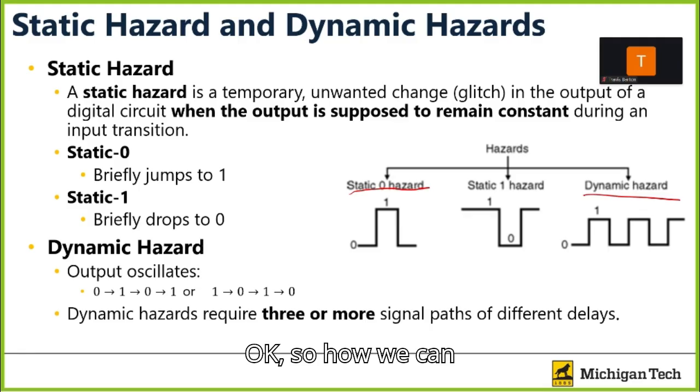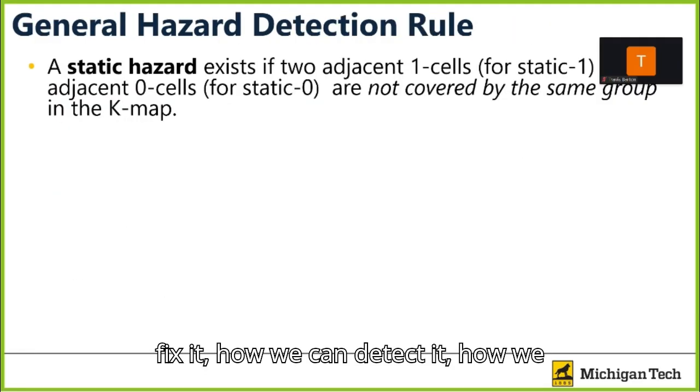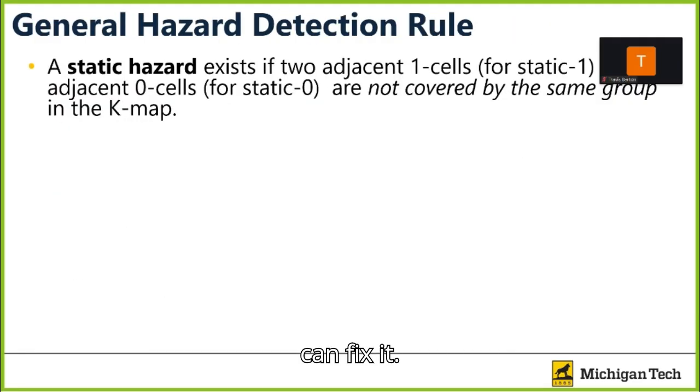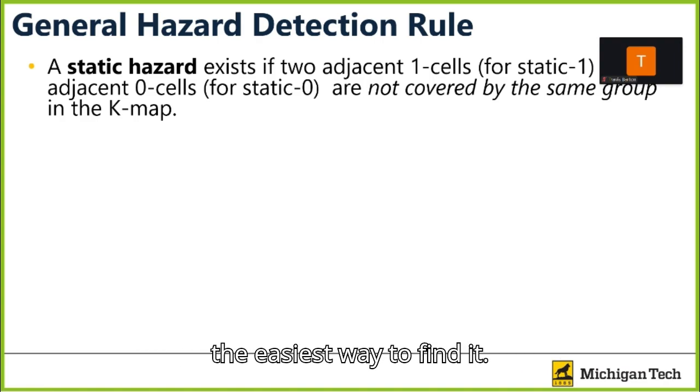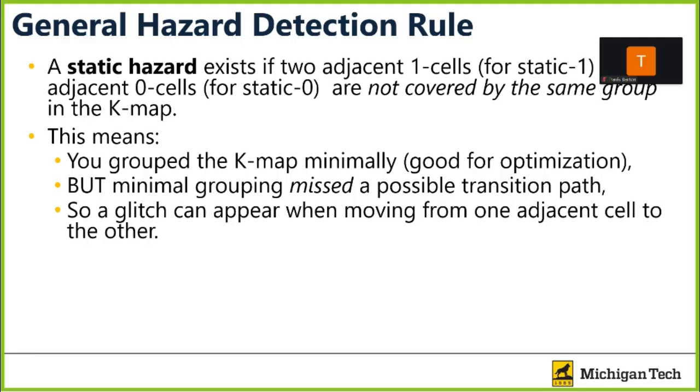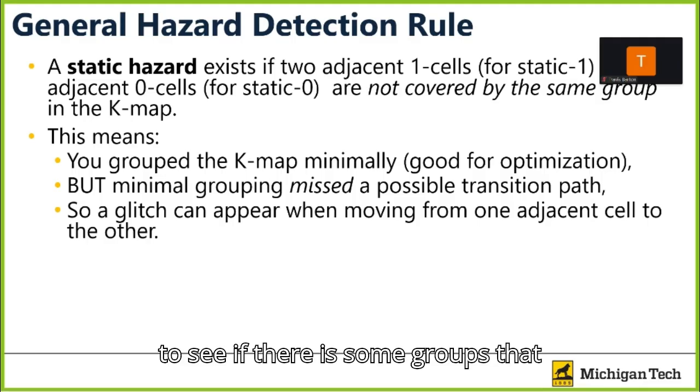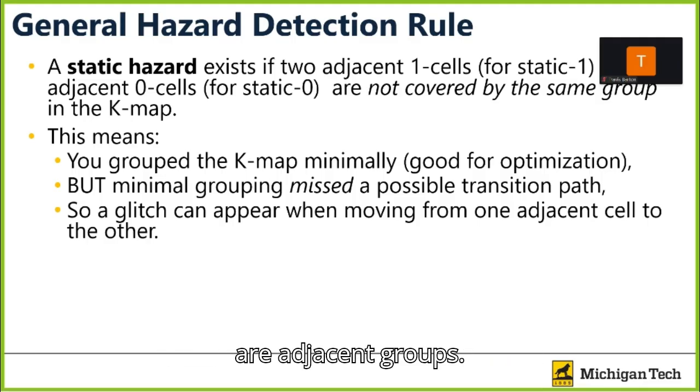Okay, so how can we detect it? How can we fix it? Normally, most of the detection can happen when you're trying to do behavioral analysis, when you study the behavior of the circuit using a Karnaugh map. That's the easiest way to find it. So normally in a Karnaugh map, you can check groups to see if there are some adjacent groups.